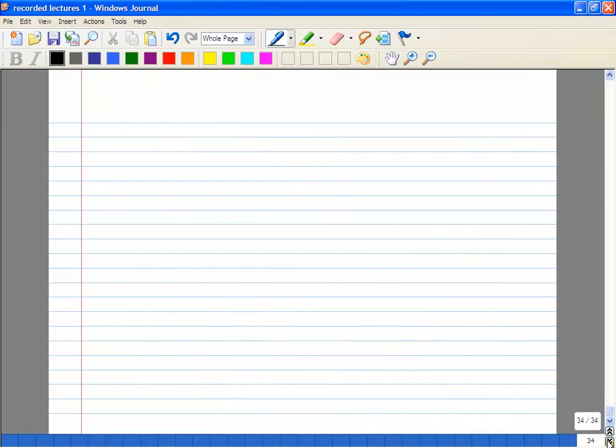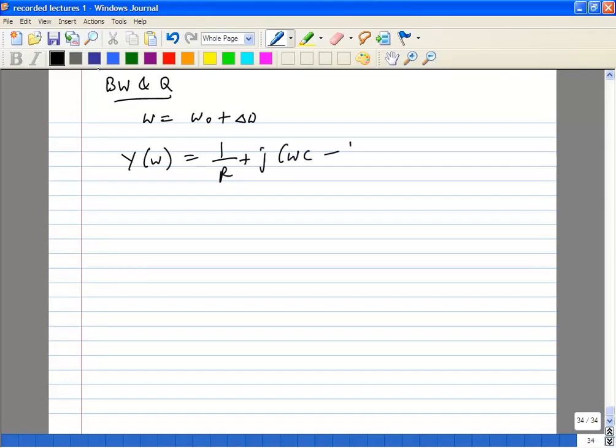Okay, now let's look at a few more relationships for Q. So let's look at the bandwidth and Q relationship. To do this, we'll calculate the impedance close to resonance. Let's take a frequency omega equals omega naught plus delta omega. We know that y of omega is 1 over R plus, and we're going to calculate y of omega naught plus delta omega. So first, what is this?